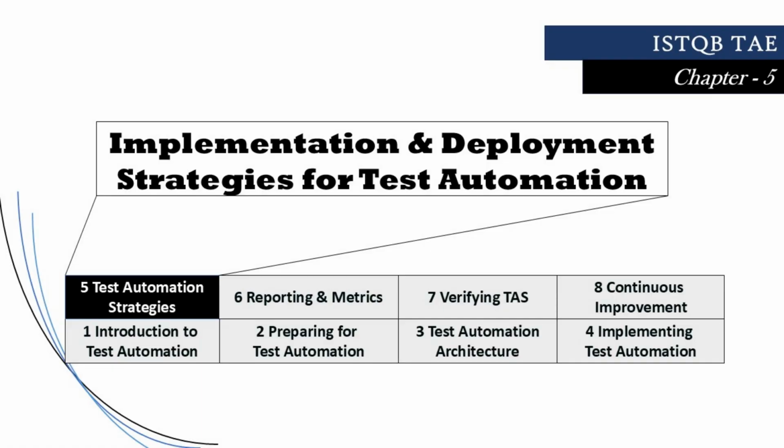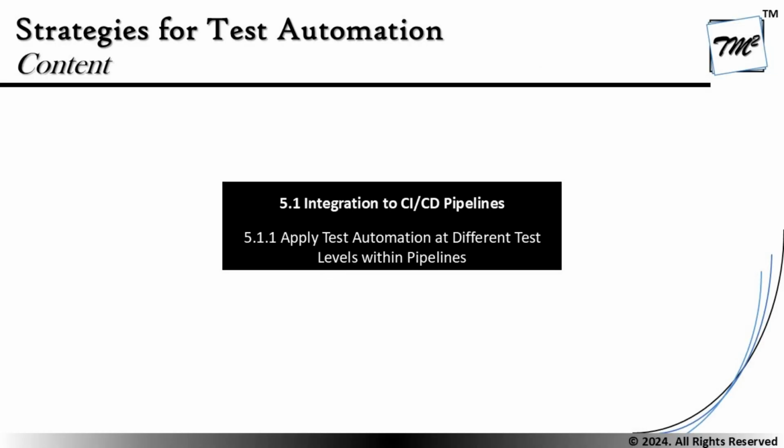We are getting started with chapter 5 in this tutorial, which is talking about strategies for test automation, which certainly talks about implementation and deployment strategies. And as a part of this, today we are getting started with 5.1, that is integration to CI or CD pipeline. And they have multiple subtopics.